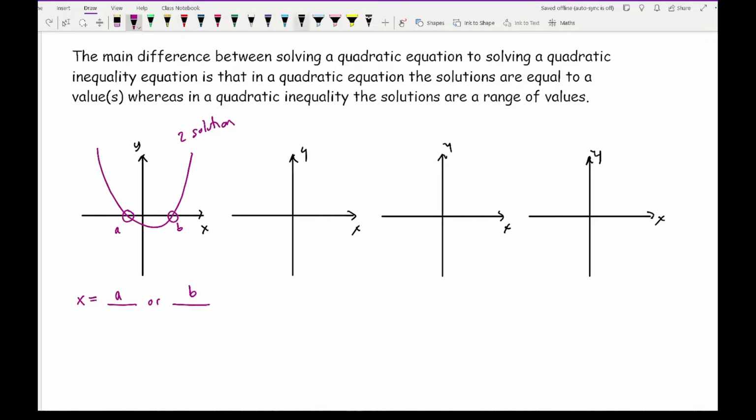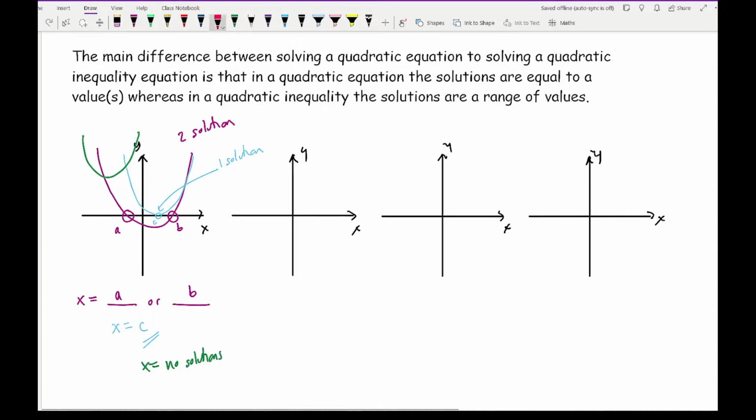We could also have a positive parabola where we've only got one solution, and that's where the x-axis is going to be a tangent. So that's just one solution, in which we'll write x equals, and if I label that point C, it would be C. And we can also have a positive parabola which has absolutely no solutions. So here we've got x equals, and then basically we've got no solutions. The reason it has no solutions is because it doesn't cross the x-axis.